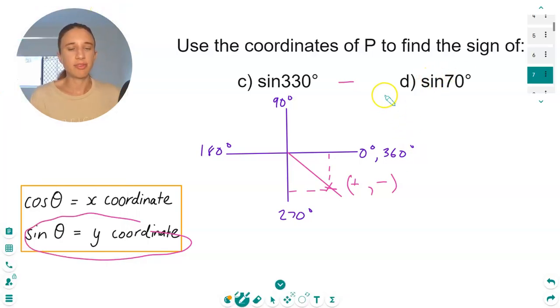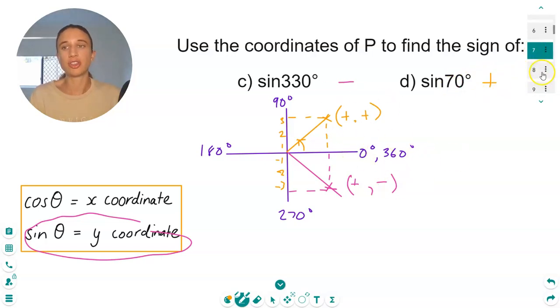Let's try sine 70. So sine 70 would lie between 0 and 90. So I'll put it there. And you're just thinking, well, sine theta means the y coordinate. So if I have a point on the unit circle there, the y coordinate is going to be positive, right? If you're labeling up your coordinates, you'd have positives and you'd have negatives. So it's going to have a positive x value and a positive y value. So it's going to be positive.